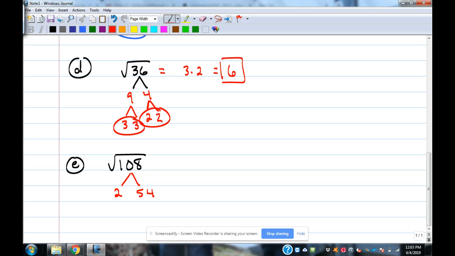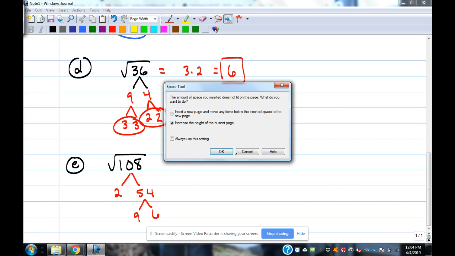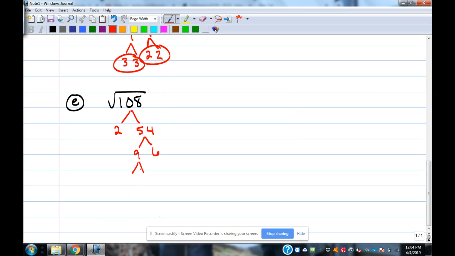What do I know about 54? It goes into 6 times. What goes into it 6 times? 9 does. We know something about 54, a little bit more than we knew about 108. 9 times 6. Well, are those prime? No, they'll break down further. So let's break them down further. 9 becomes 3 and 3. 6 becomes 3 and 2. All right? Now, this 2's prime, this 3's prime, this 3's prime, that 3's prime, that 2's prime. I'm done with my factor tree. Everything's a prime number at the end.